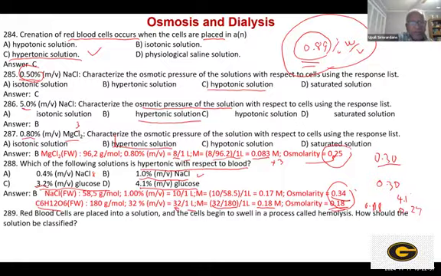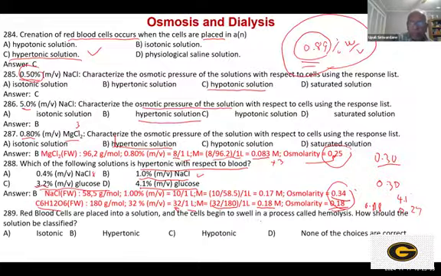Red blood cells are placed in a solution and the cells begin to swell. When they swell, that means water is going into the cells. The solution should be hypertonic. The solution has more water. Therefore, water goes into the cells, eventually creating hemolysis, breaking up of the cell.